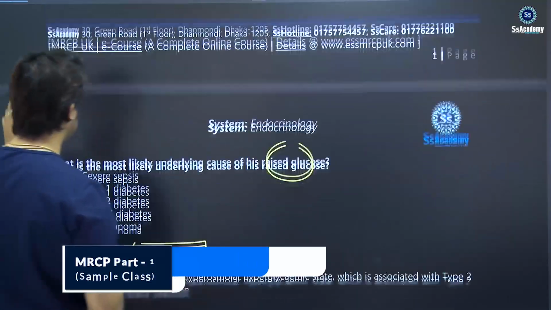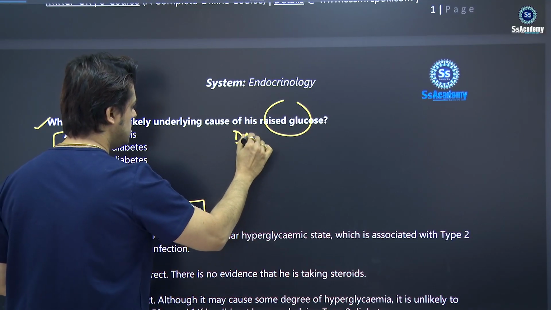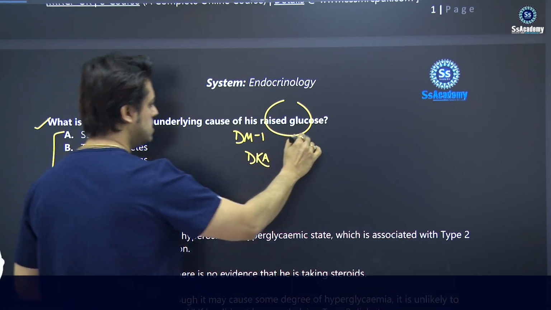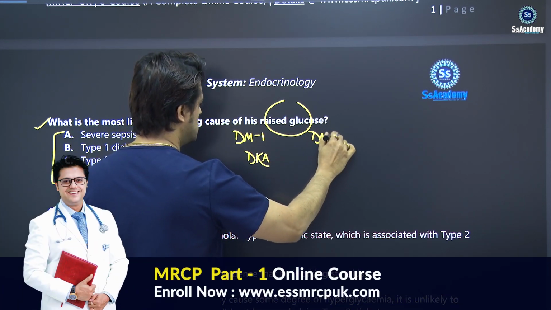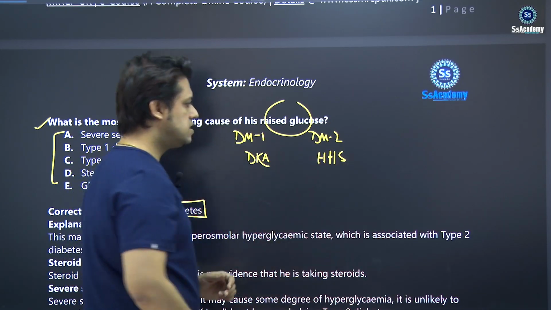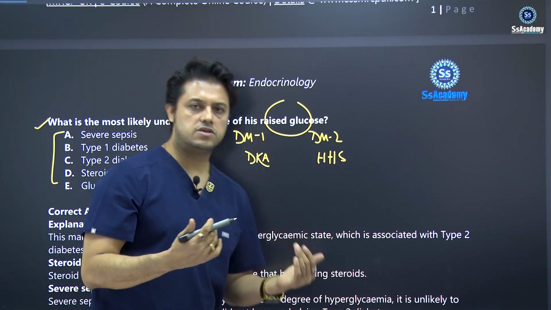Infection is a precipitating factor. So this is very important. Type 1 diabetes can lead to DKA, but in contrast type 2 diabetes causes the hyperglycemic, hyperosmolar state. These are the basic differences between the two that I used to describe.